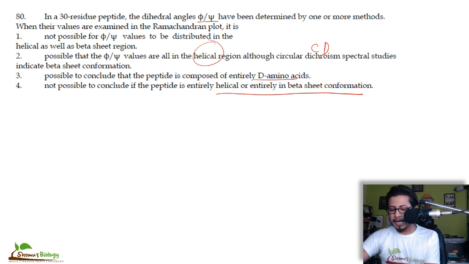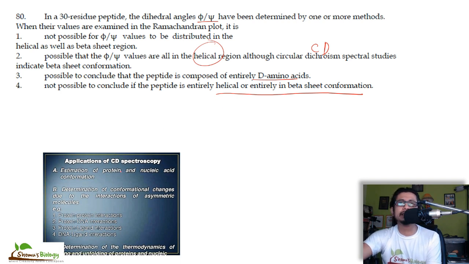We know that circular dichroism provides us information regarding the conformation of a protein, or determination of the conformational changes of a protein due to the interaction of any asymmetrical molecules, like protein-protein interaction, protein-DNA interaction, protein-ligand interaction, and DNA-ligand interaction. It also helps in determination of thermodynamics of folding and unfolding of proteins as well as nucleic acids. So particularly, CD can tell us whether an amino acid sequence is going to become an alpha helix or beta sheet, and that same data can also be obtained from the Ramachandran plot based on the phi and psi angle.